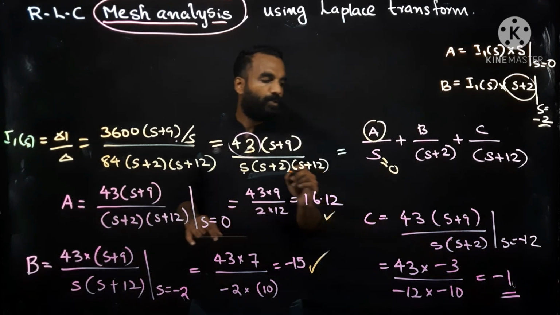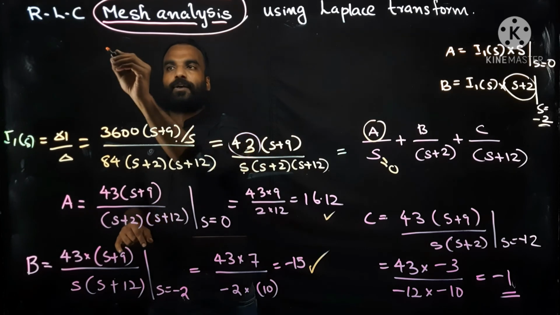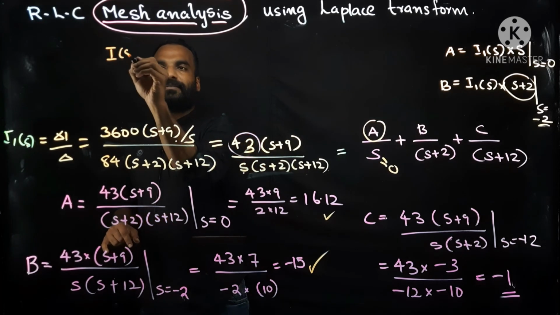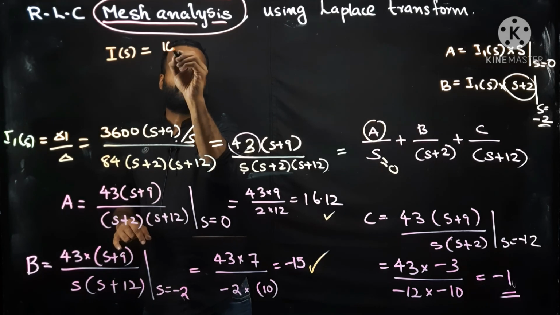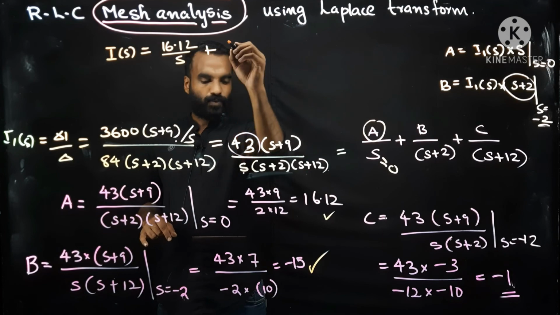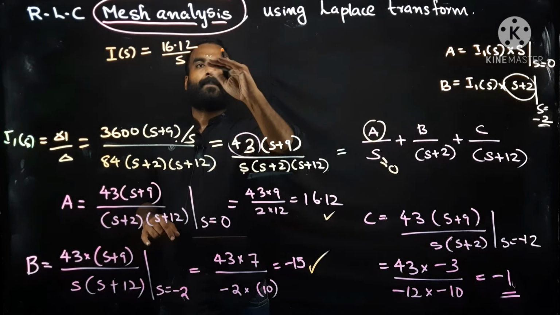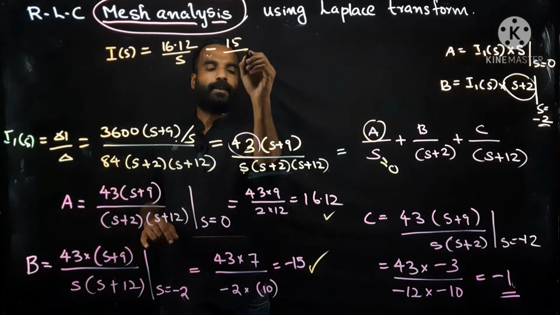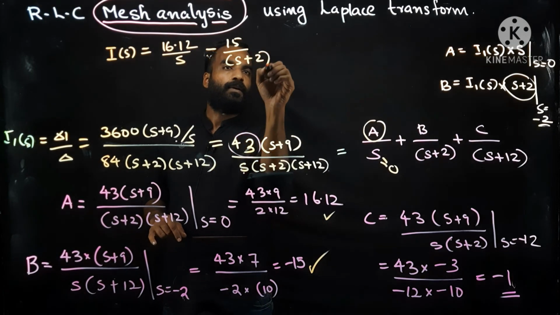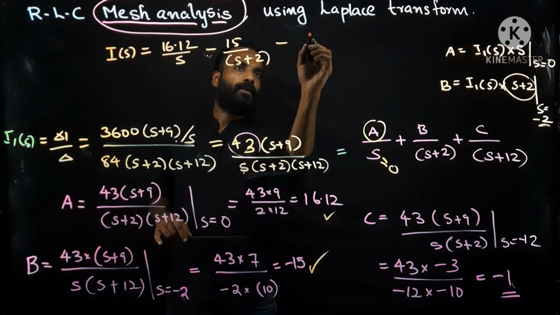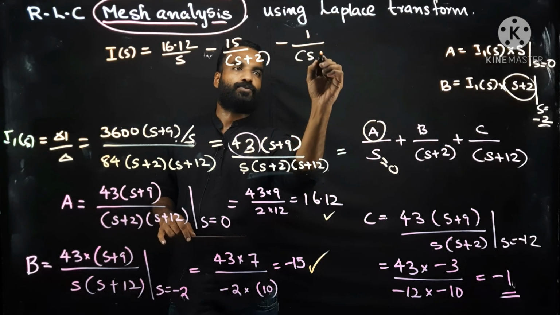So I1 of s is now rewritten as A equal to 16.12 by s, plus B equal to minus 15 by s plus 2, plus C equal to minus 1, that is minus 1 by s plus 12.